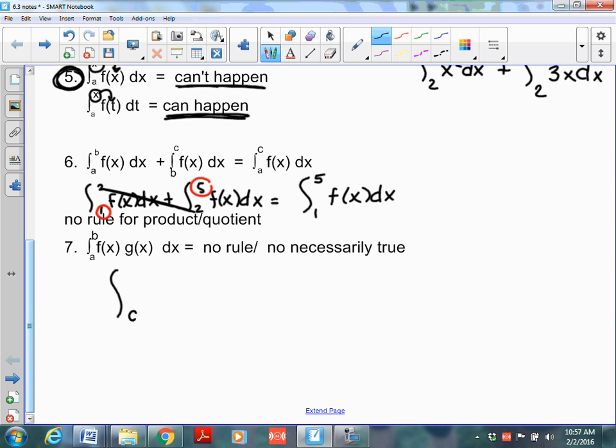If you're integrating from 0 to 3 some function like 1 over x minus 2, and you're going to multiply it by g of x, which is natural log of x dx. So basically this stands for f of x and this stands for g of x. Just a reminder, don't assume. There is no rule. It's not necessarily true. This is what you can't do.